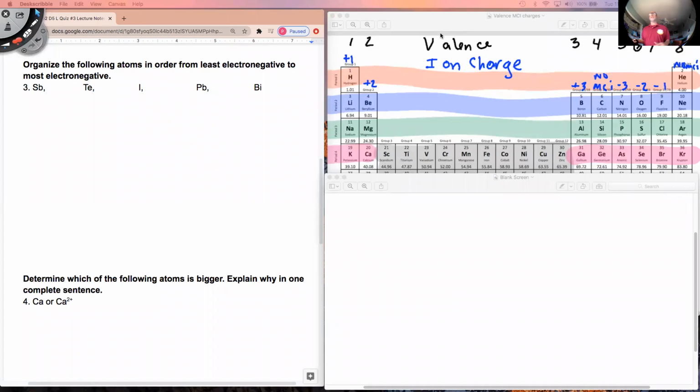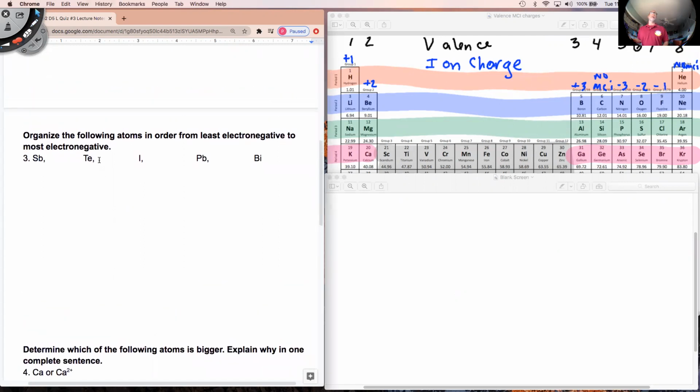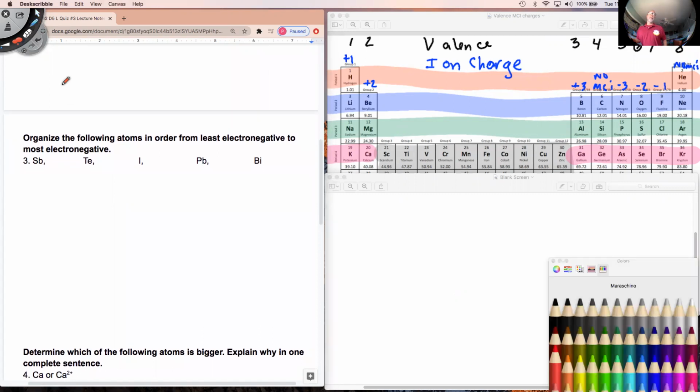Now remember, these are the exact same questions that are going to be on your exam, except for me changing the particles, atoms, the ions. This one says organize these from least to most electronegative. Now remember, ladies and gentlemen, electronegative means how tightly an atom is going to hold on.